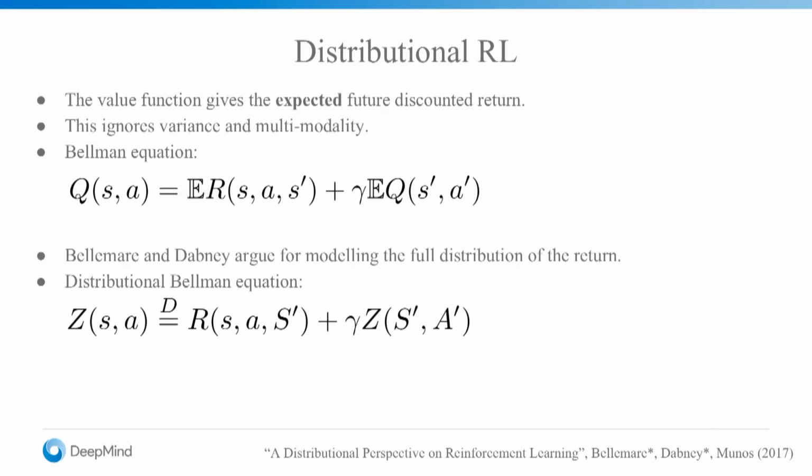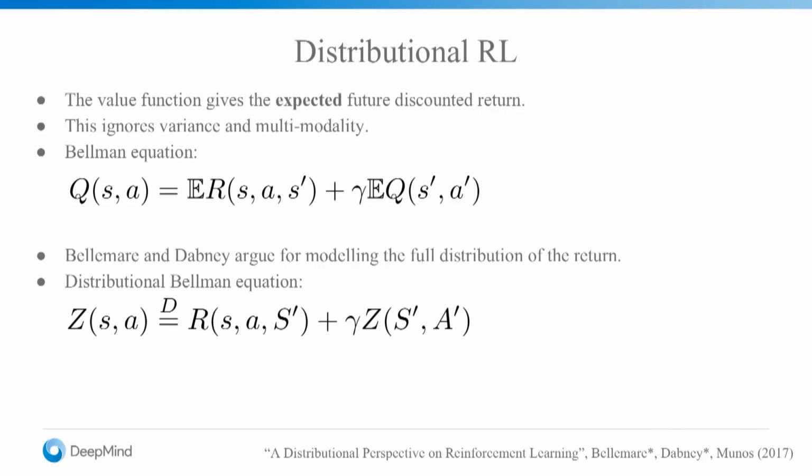So looking at expected values ignores the variance. That's one of the things. It also ignores multimodality, that maybe different things can happen. You can maybe get a big reward or a smaller reward, and you don't know which one will happen. And how can you exploit this kind of information?